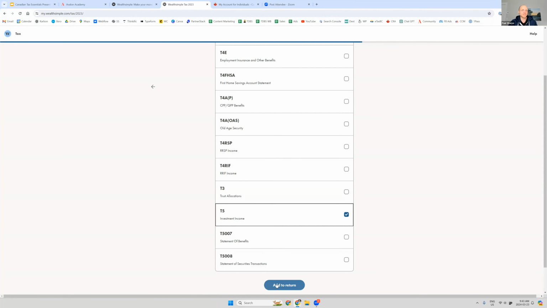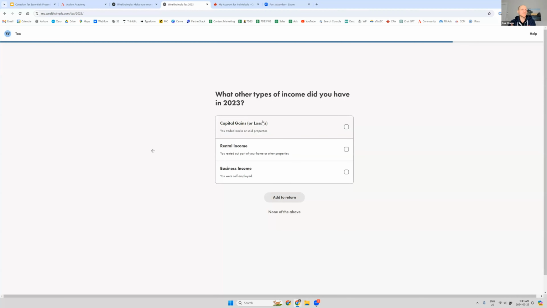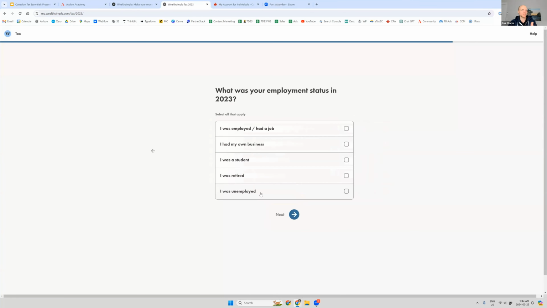So you won't even need to worry about this. It's going to ask you some more things. So what other types of income did you have? Let's say we had capital gains. We could have rental income. We could have business or self-employment income. I'll demonstrate a couple of them. Rental and business income is very similar in how they get reported. So we've added those to our return.